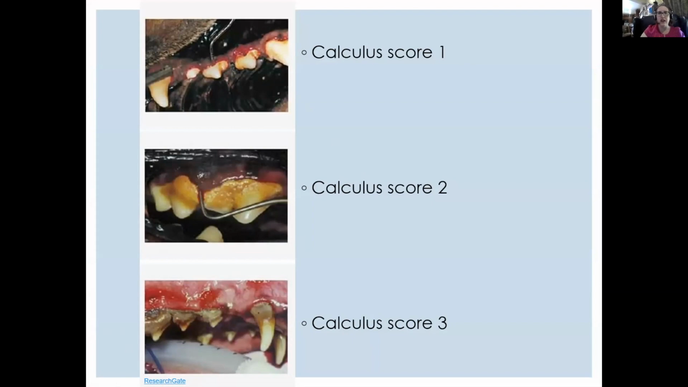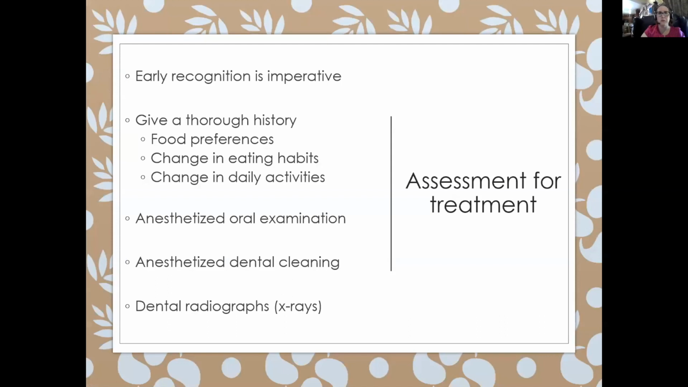For gingivitis, I look, is there a little bit of inflammation? If I poke it, will it bleed, or is it already having a significant amount of redness and it's probably already bleeding? So those are my calculus and gingivitis scores.